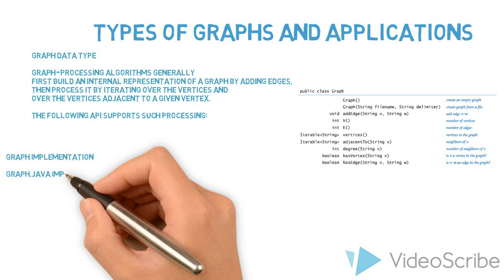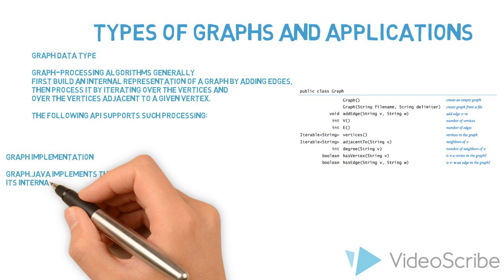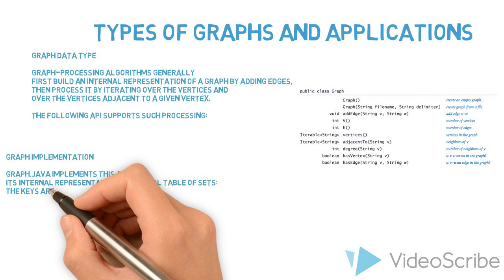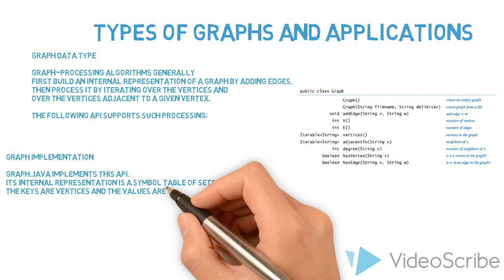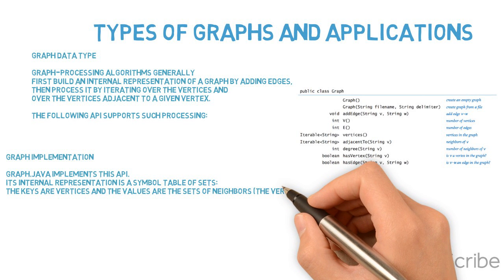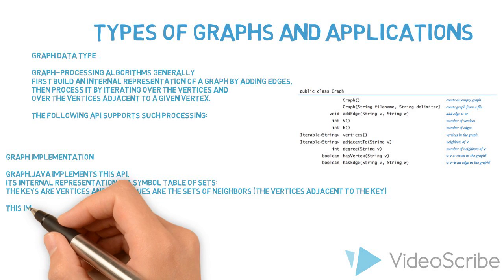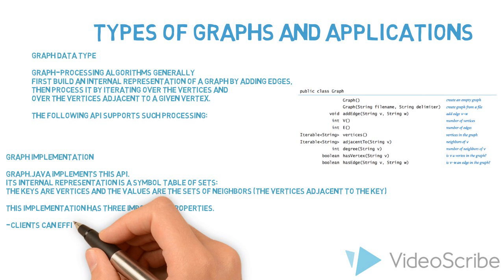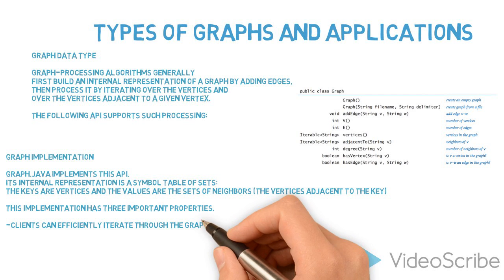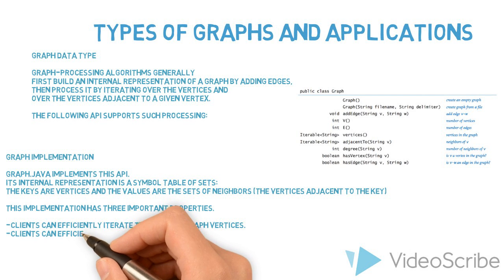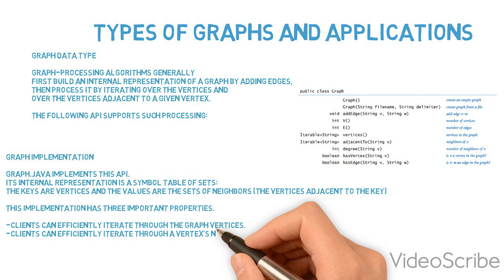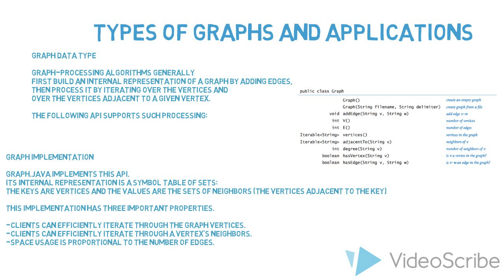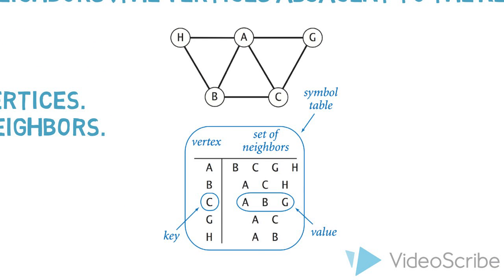Graph implementation. Graph.java implements this API. Its internal representation is a symbol table of sets. The keys are vertices and the values are the sets of neighbors, the vertices adjacent to the key. This implementation has three important properties. A. Clients can efficiently iterate through the graph vertices. B. Clients can efficiently iterate through a vertex's neighbors. C. Space usage is proportional to the number of edges.